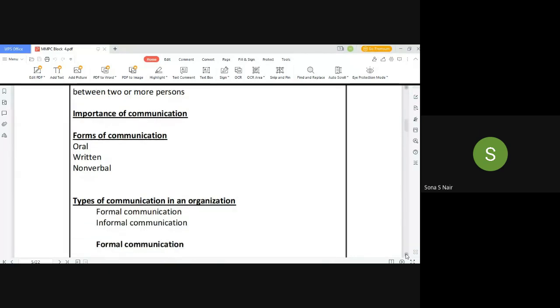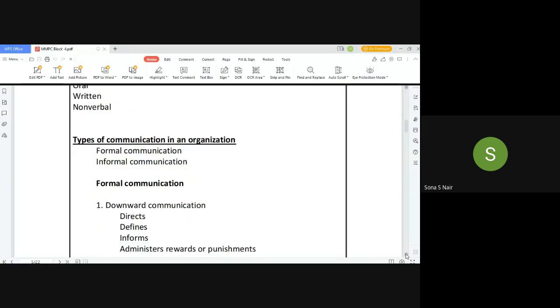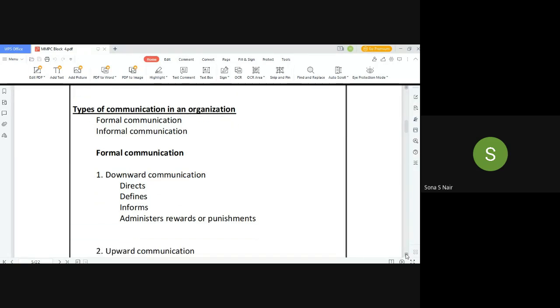Okay. Forms of communication can be oral, written, and non-verbal. Oral is when you use the spoken word, written is when you write it down. In organizations also, people have oral communication, written communication, and non-verbal communication. Non-verbal communication is very important, but very few people pay attention to how to handle those communication elements. Types of communication in an organization can be formal and informal both.